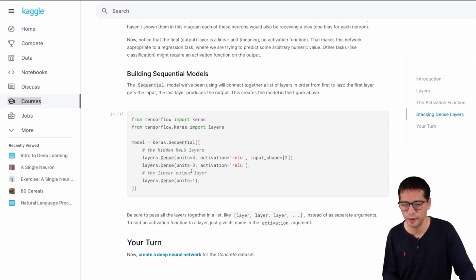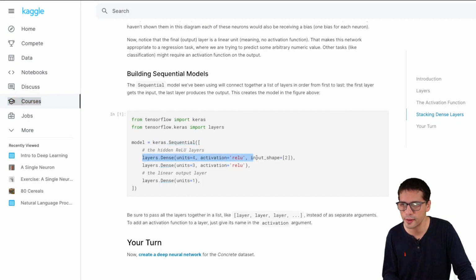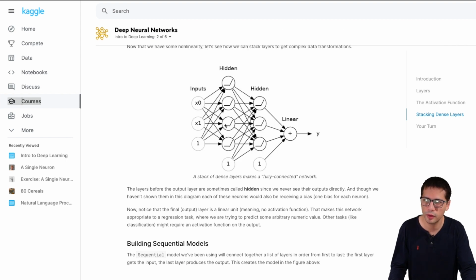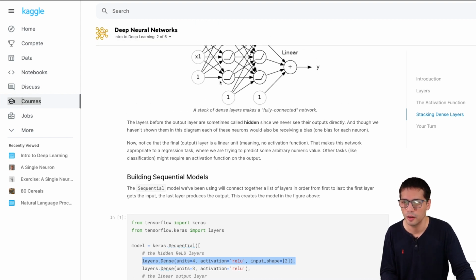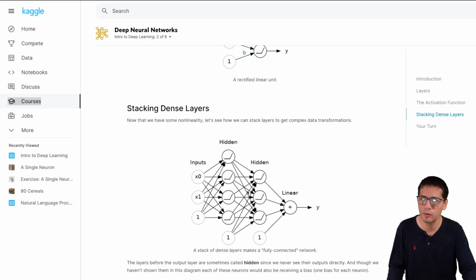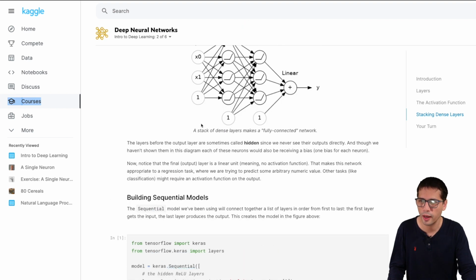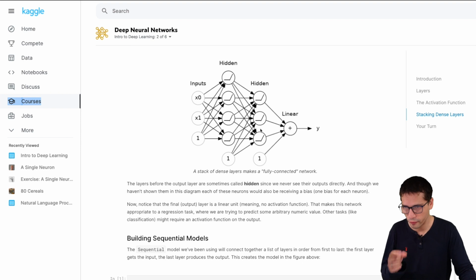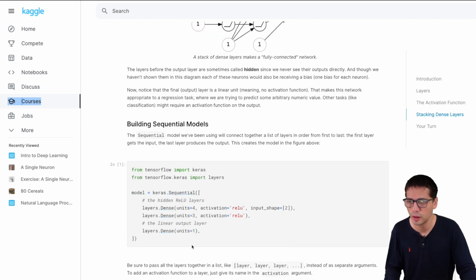So let's see if I understand this code. We have keras.Sequential. The first dense layer has 4 units. Yeah, this is the one. We're defining 1, 2, 3, 4. Then the activation is relu, which means the rectified linear unit. Then the input shape is 2, because the inputs are 2. So 1, 2. Okay, then we have another layer. The next layer has 3 rectified linear units, 3 neurons. And then finally, the last layer has only 1, and it's using the regular linear unit.